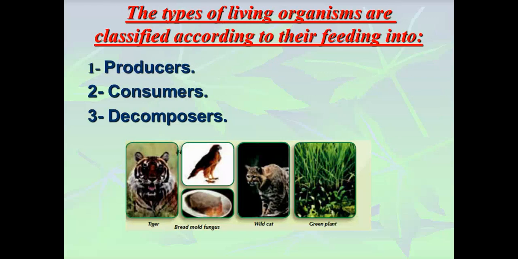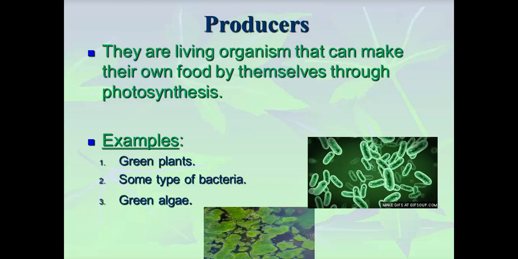The second type of classification in our lesson is according to their feeding, into three types. First, producers, second, consumers, third, decomposers. So we can classify living organisms according to the way of feeding into three types: producers, consumers, decomposers.